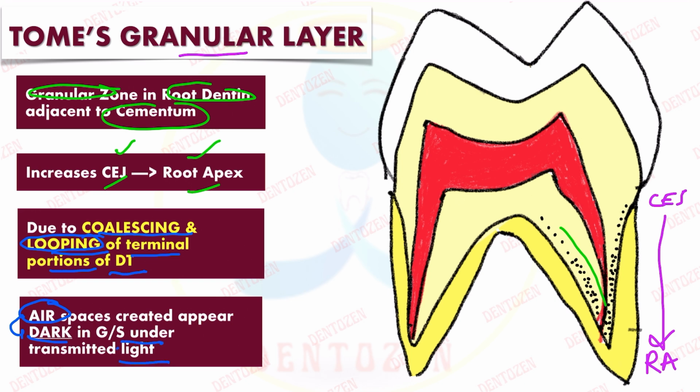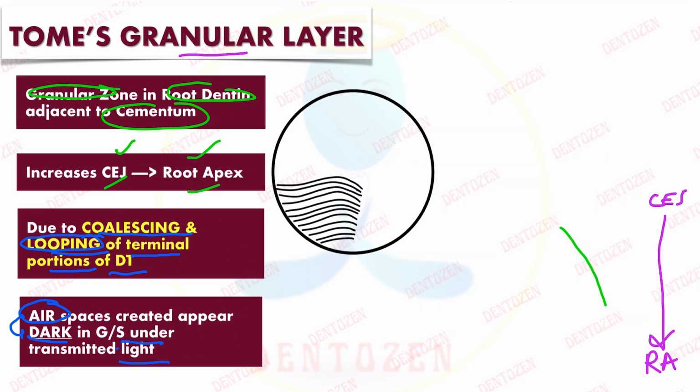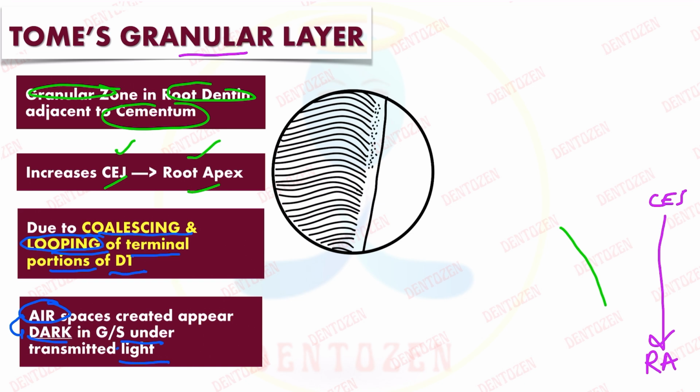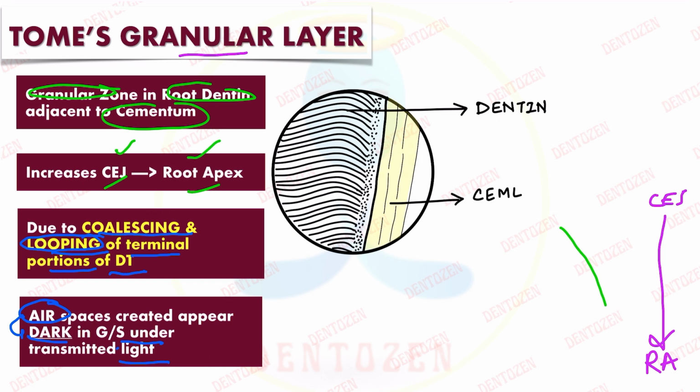and this air appears dark in the ground sections under transmitted light. So when you have to draw the diagram, how? First we'll draw the S-shaped dentinal tubules, next to that we have this granular layer, and the outermost we have this yellow cementum. So dentin, cementum, and in between the two we have this Tom's granular layer. So very important, that is how you have to draw the diagram.